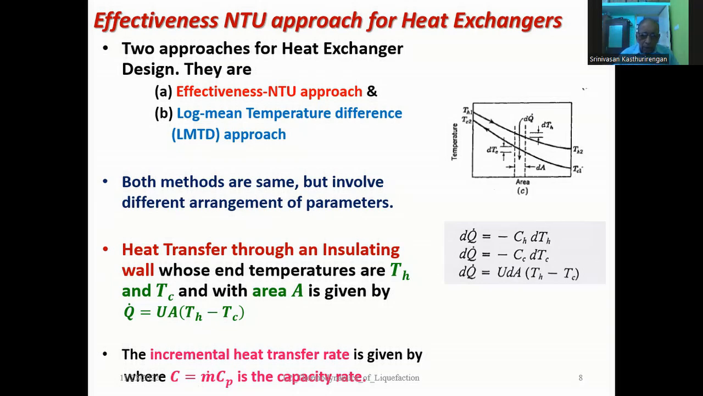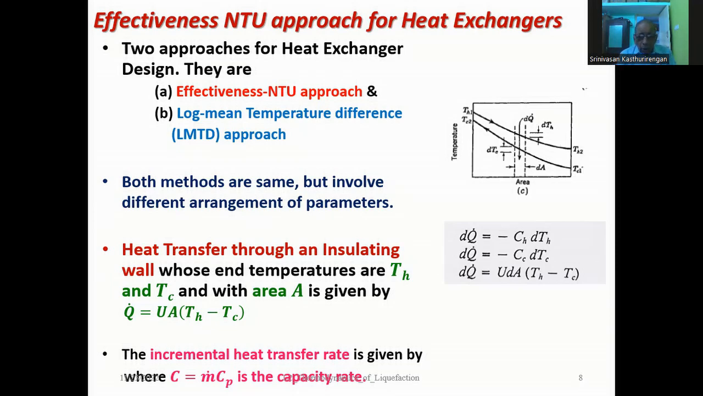Now, if you have a heat transfer area A, then the heat transfer that will happen is given by the simple formula Q is equal to U A into TH minus TC. This is because the heat transfer is proportional to the available surface area. The more the surface area, the more the heat transfer. It is also proportional to the temperature difference between the two surfaces, so it is proportional to TH minus TC. We can introduce a constant U in between, which is effectively the heat transfer coefficient. So Q dot is equal to U A into TH minus TC.